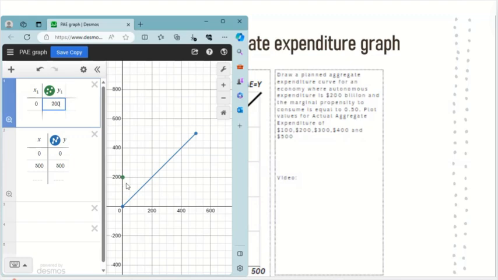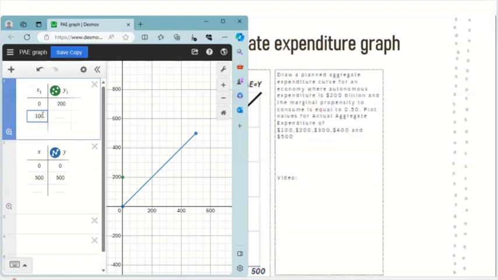And then after that, the MPC is 0.50. And it asks us to plot the values for actual aggregate expenditure of 100, 200, 300, 400, and 500. As we can see here, these values all increase by 100. And this is essentially income that's increasing by 100. So we can already have a first X value of 100, and we need to find the consumption.